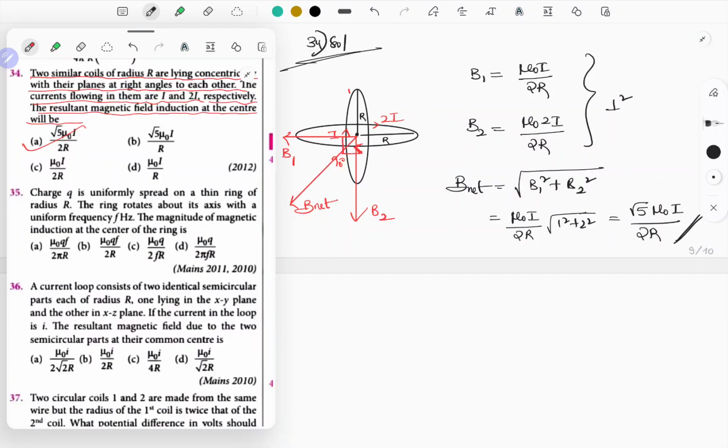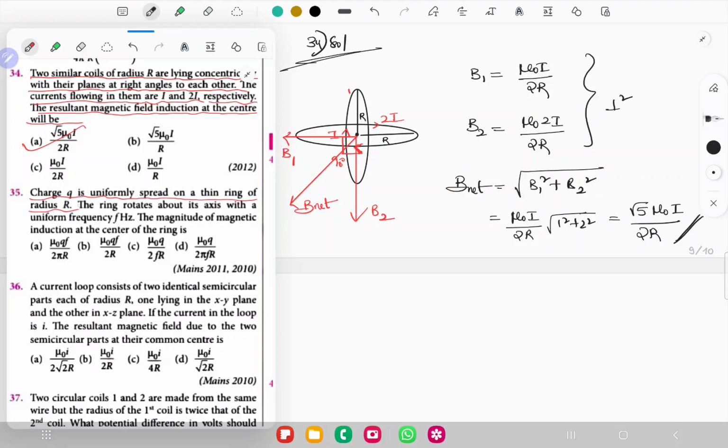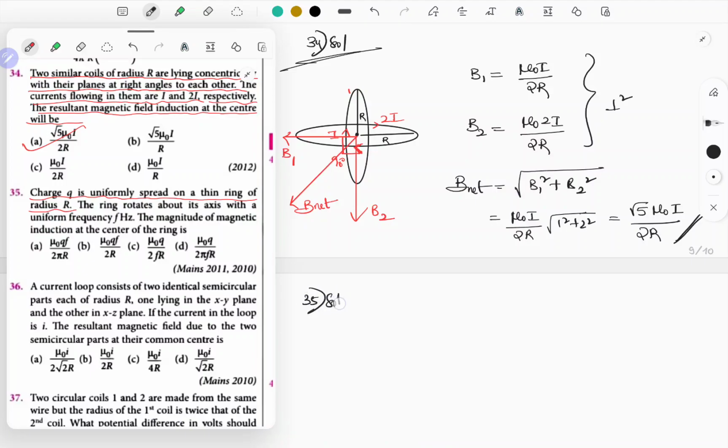Understood? Let's solve the next one. Charge Q is uniformly spread on a thin ring of radius R. Okay, let me draw it. So this is how it is. Charge Q is spread uniformly on this. It is spread in the sense that charge is at every position everywhere. So it is spread uniformly.